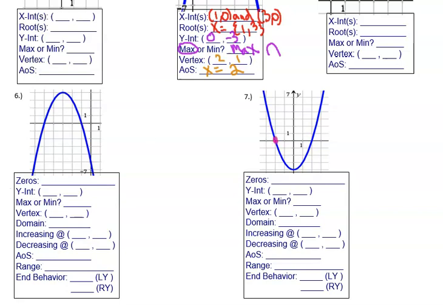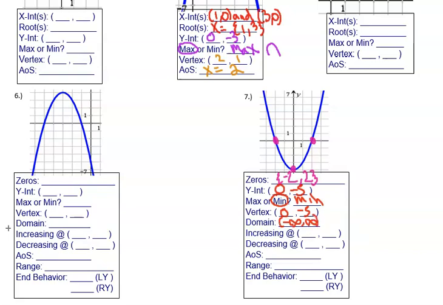So it's looking for the zeros. That's going to be negative 2 and 2. The y-intercept is where it crosses the y-axis. 1, 2, 3, 4, negative 5. So 0, negative 5. The extrema is a minimum. Vertex is also the y-intercept in this case. Domain for all quadratics is all real numbers, negative infinity to positive infinity.